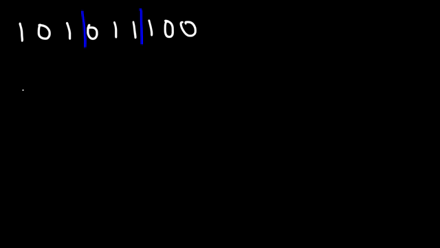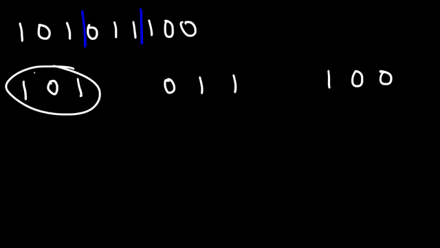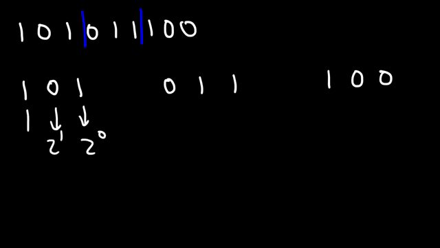Now the first group is 1, 0, 1. The second group is 0, 1, 1. And the third group is 1, 0, 0. So now each group of 3 binary numbers, convert it into a decimal number. And remember, to convert binary to a decimal, we need to multiply by powers of 2. So we would multiply this by 2 to the 0, which is 1, this one by 2 to the 1, which is 2, and this one by 2 squared, which is 4. So this is 4, 2, 1.